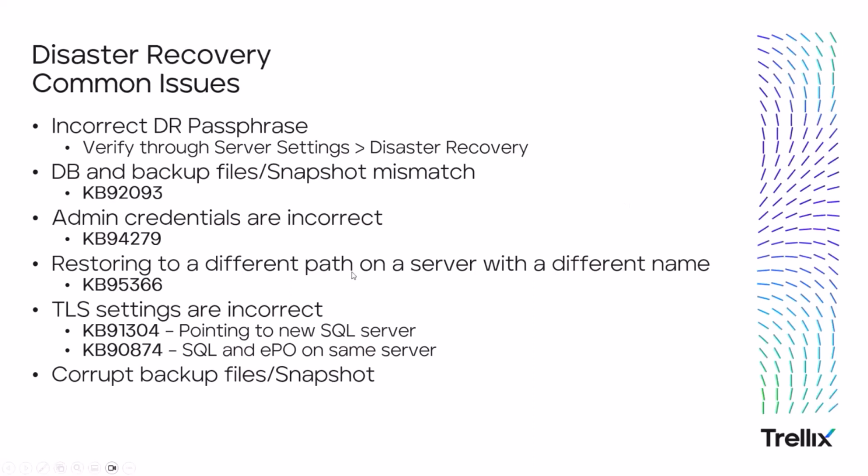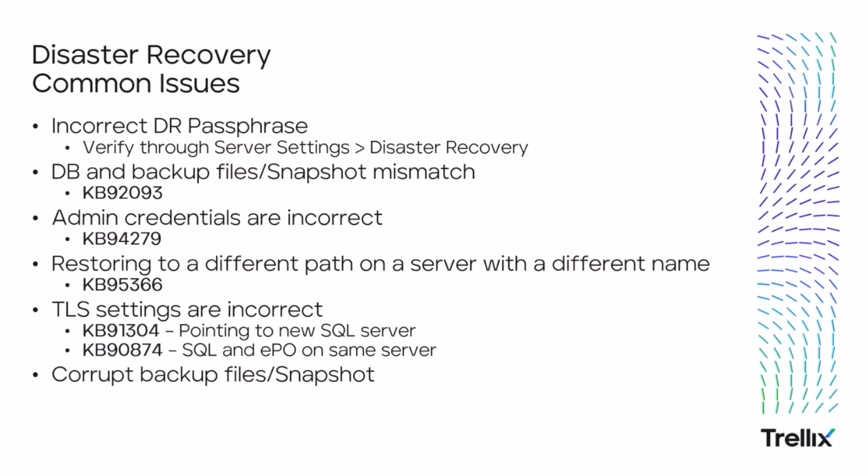So disaster recovery, let's see, restoring to a different path with a different name. If you restore to another server that has a new name, that's generally fine. When you run the disaster recovery, the process is going to ask you what path you want to install to. That's also generally fine if you want to install to a different path, I would say.